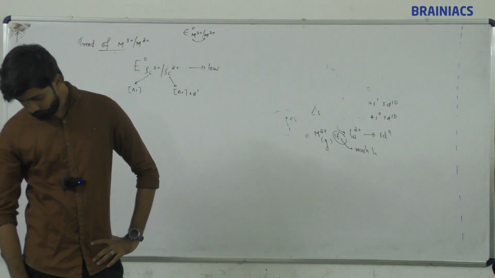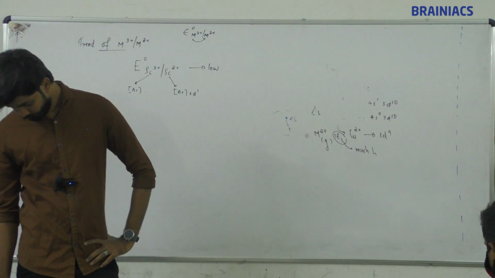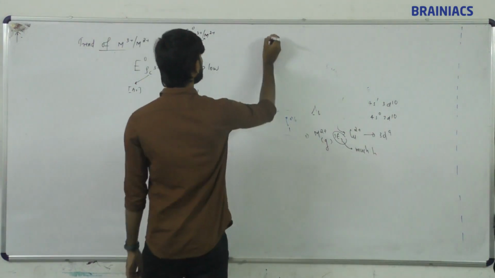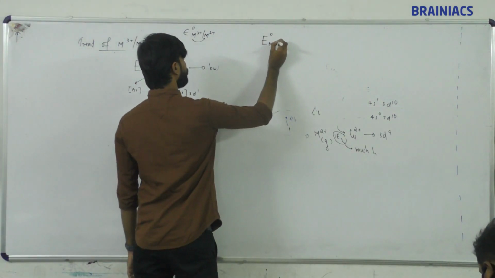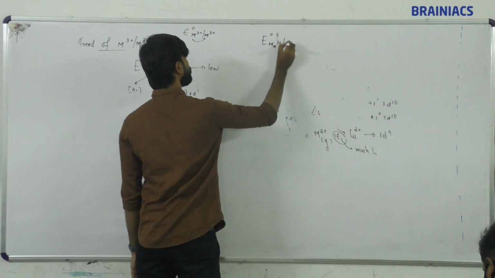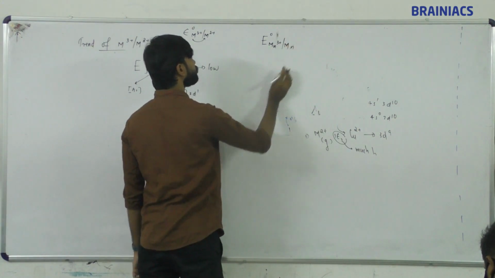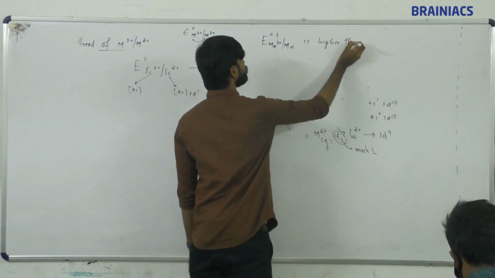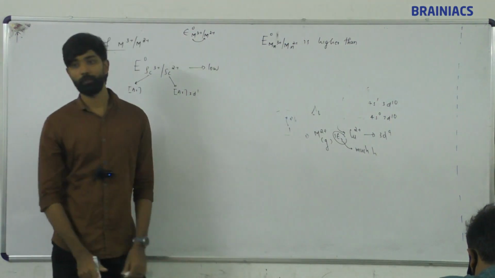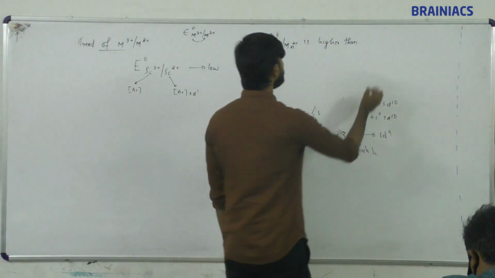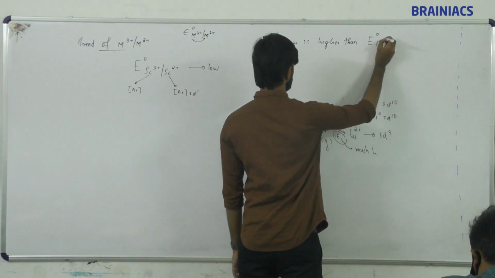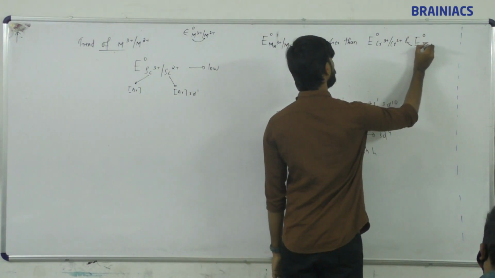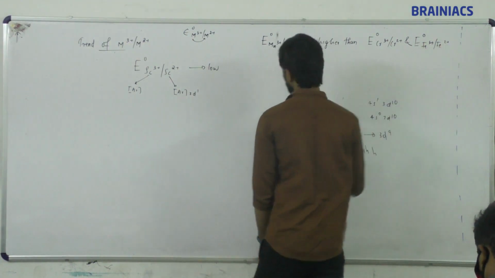Okay, the next: E0 of Mn3 plus bar Mn2 plus is higher than E0 of Cr3 plus bar Cr2 plus and E0 of Fe3 plus bar Fe2 plus.